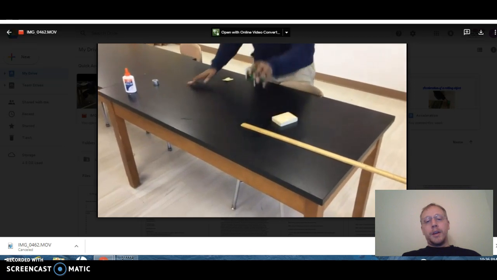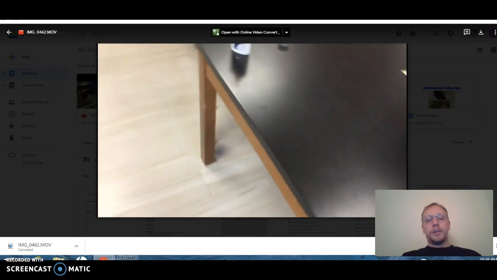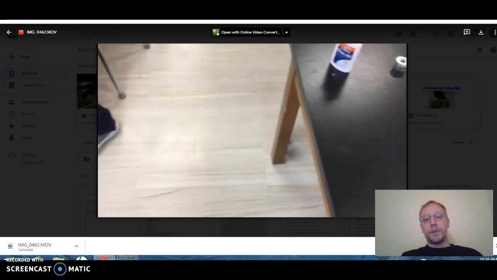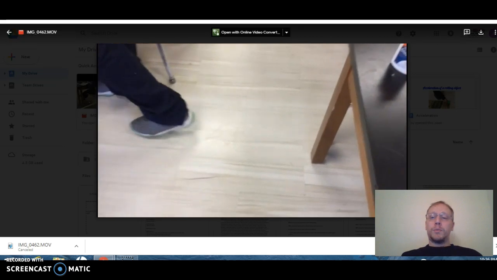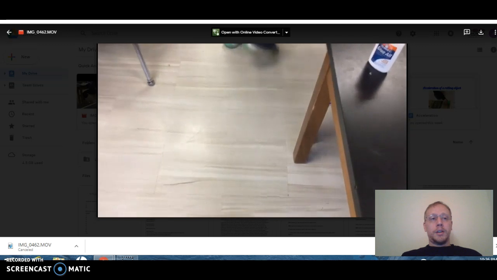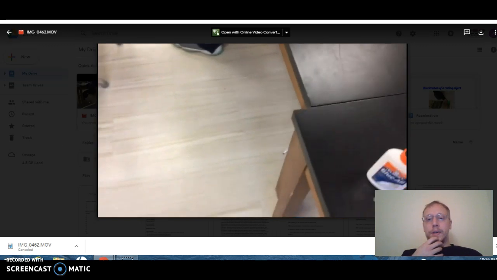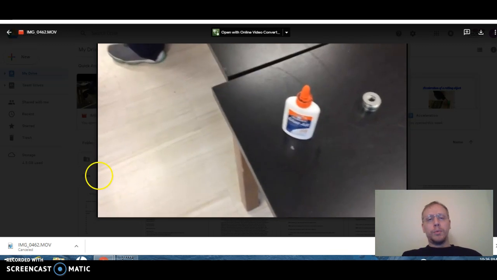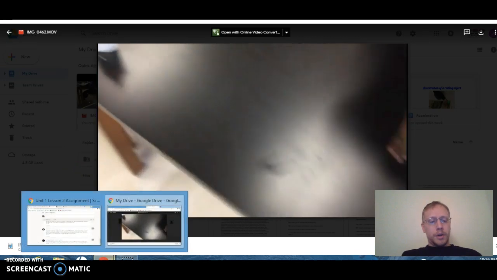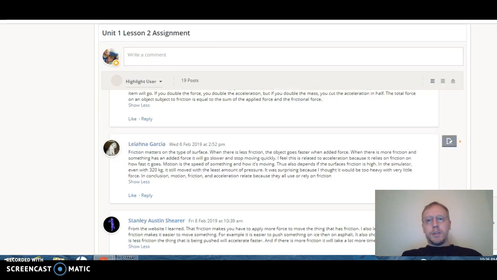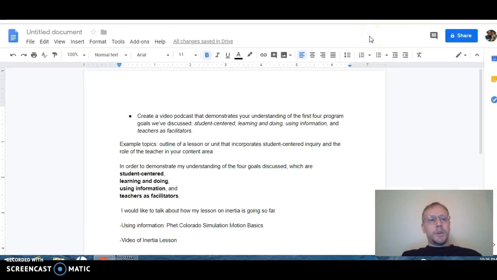And hopefully with the whole competition piece, who can push the block the furthest, they'll have a lot of fun with it while still learning about inertia and really applying what they've learned. And that's what I want them to focus on. So again, just to recap, this is a student-centered activity because the students are coming up with the best way for it to be pushed.